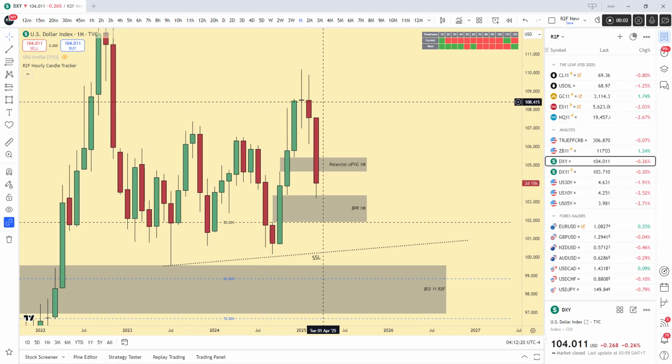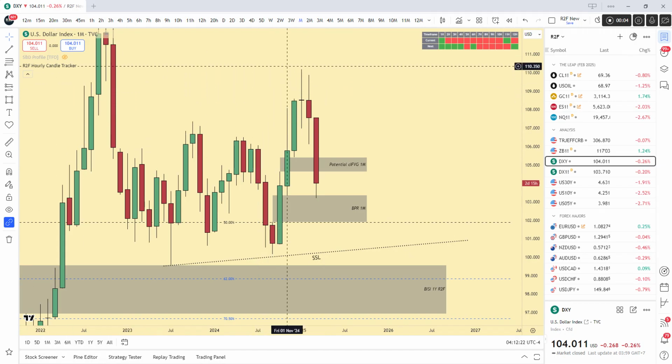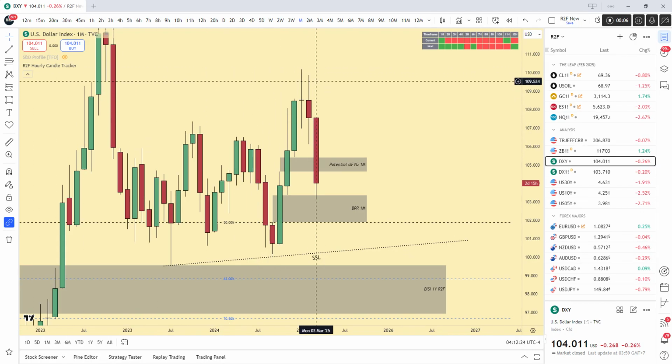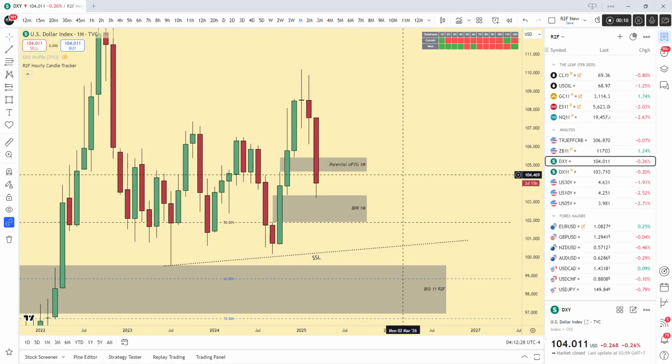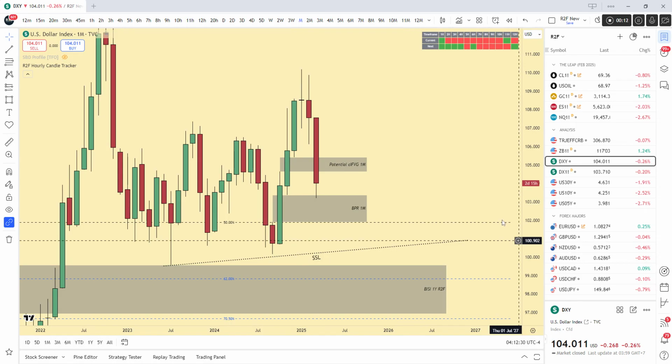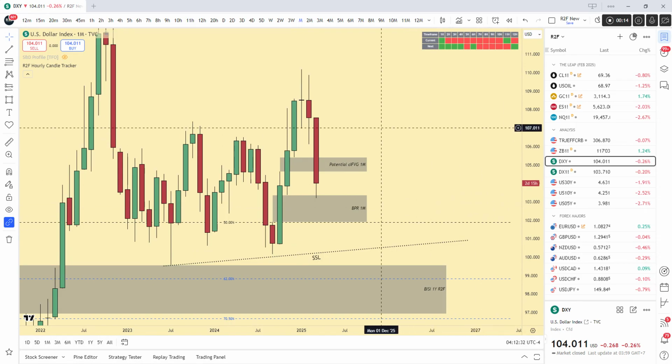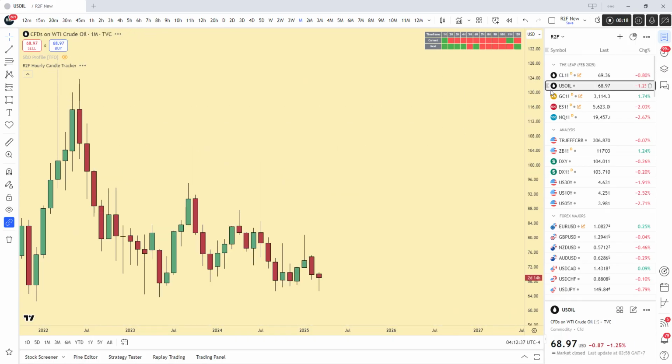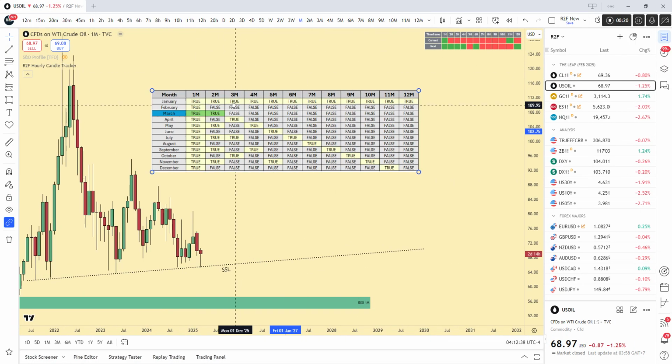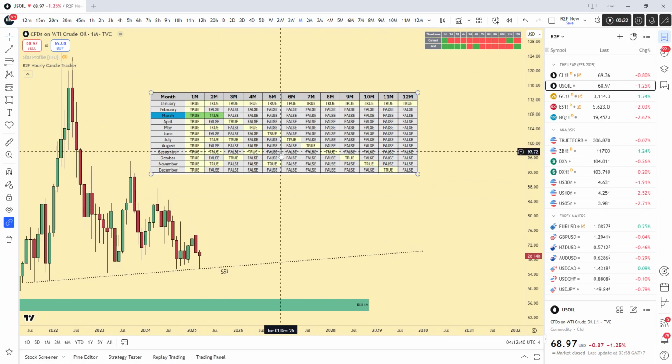Okie dokie. Time for a market analysis. All right, so we are at the end of March, heading into April. And let me see my monthly chart. I just left it here.